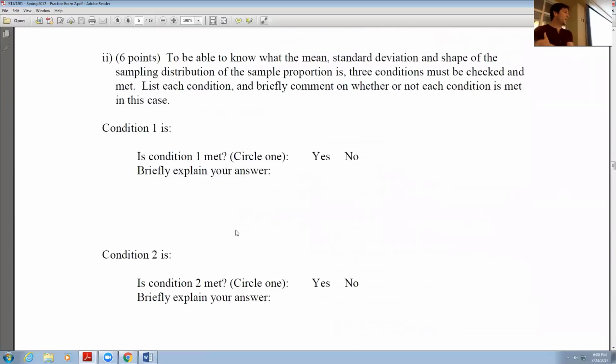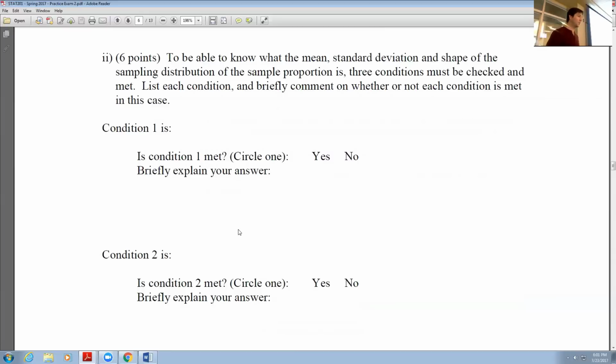So let's see here, and this is so clear. To know what the mean and standard deviation is and the shape of this distribution is, we must check 3 conditions. Because we would like this distribution to be what shape? What shape do we love? The normal curve. We want it to be normal. And what does it mean to pass these 3 conditions? That it's normal. If we pass these 3 conditions, we have a normal curve. We can use the normal curve.